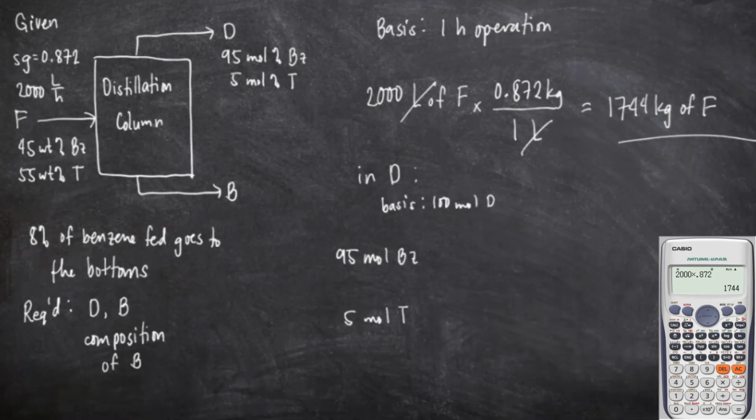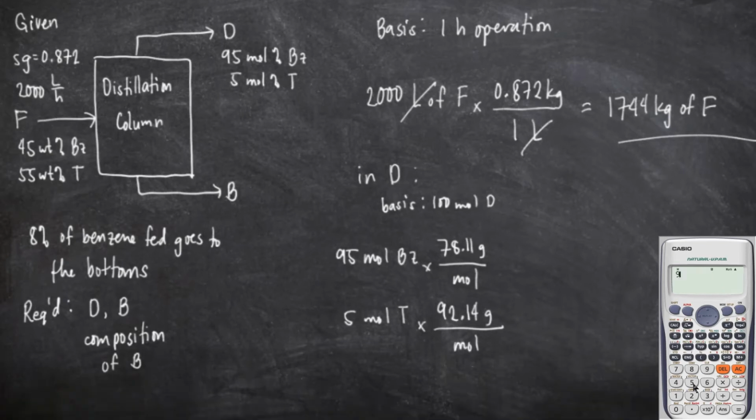We can use their molecular weights to convert these moles to grams. The molecular weight of benzene is 78.11. That is grams per mole. While for toluene, that is 92.14.